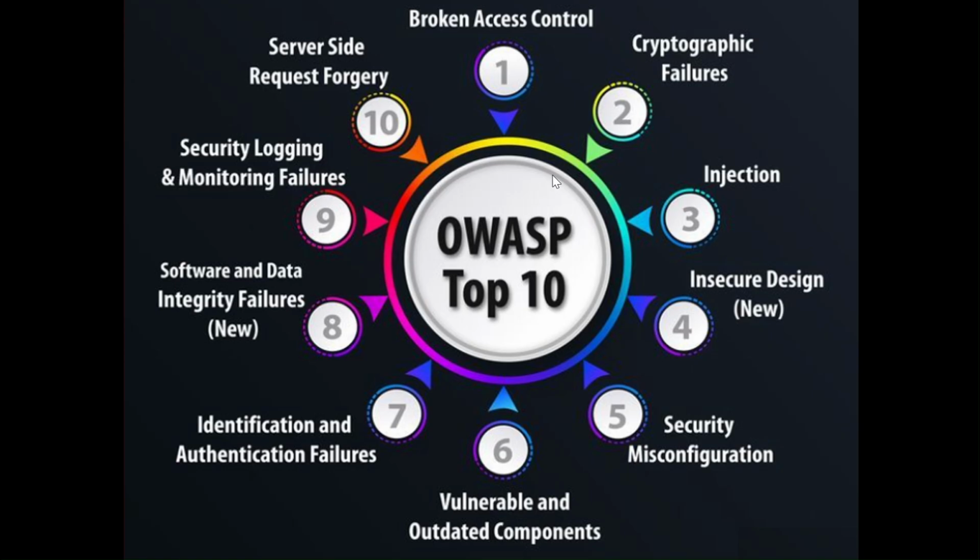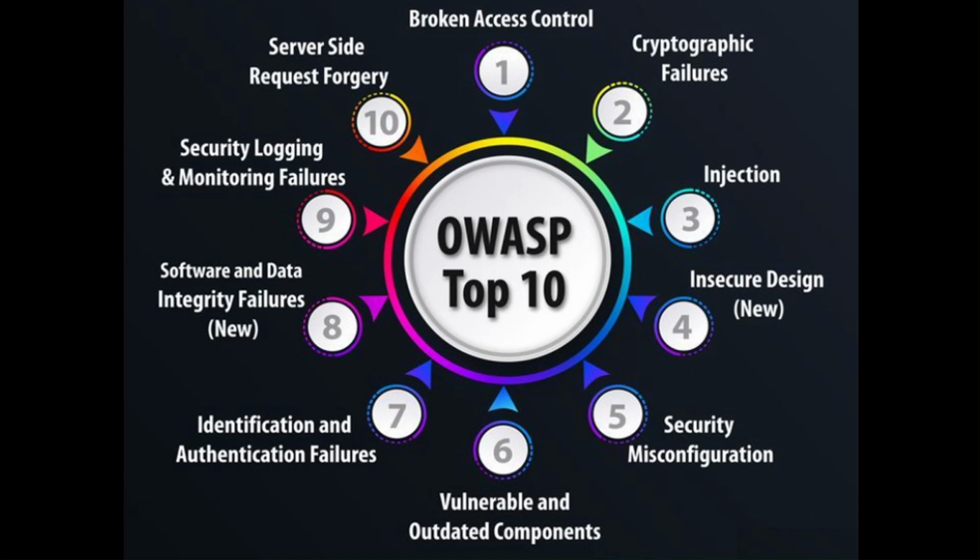In this top 10 list, we need to maintain the order from top 1 to top 10. We should not change the order, such as moving 1 to 3, or 4 or 7, 8. We should not reshuffle the order. These are the top 10 issues released by OWASP. To remember this order, we need to follow some method.